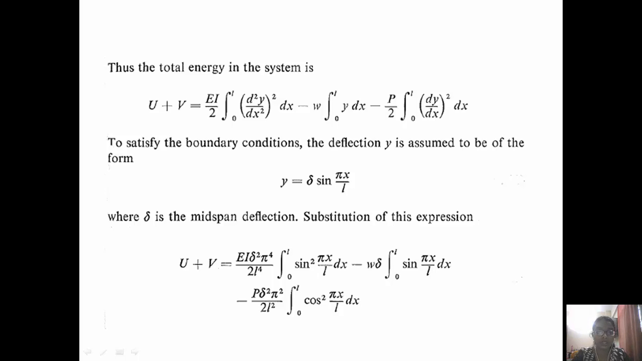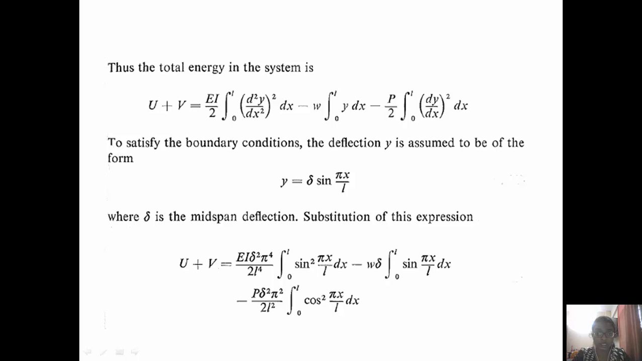To satisfy the boundary condition, the deflection y is assumed to be of the form y is equal to delta into sine pi x by L, which is in the form of a curve, which is different from that of the concentrated load where we have a straight line. Now since it is a curve, we assume it as a function of sine, where delta is the midspan deflection, which is the maximum deflection.